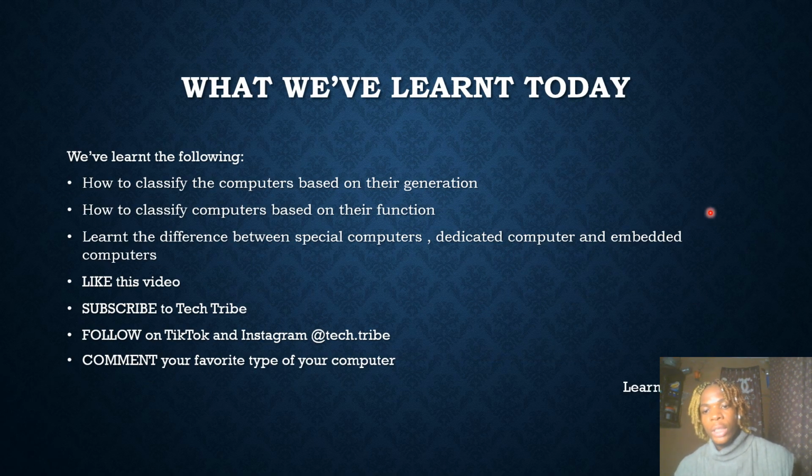Alright, so we've come to the end of today's class. Now, what have we learned today? We've learned how to classify computers based on their generation. We have 5 generations. Based on their functions, they are classified into 4. Some might tell you 2. Both are correct. So we've learned the difference between special purpose, dedicated, and embedded computers. Special purpose computers are created to perform only one function. A dedicated computer might be a general computer that is just used to carry out one specific task. And an embedded computer is a computer inside another device. Do you understand? So that will be the end of today's class.